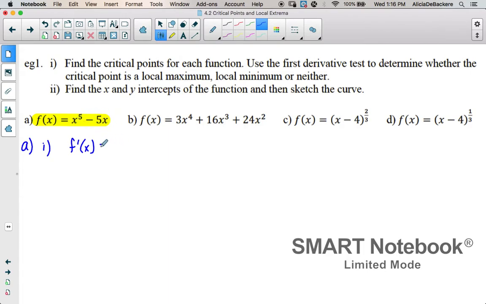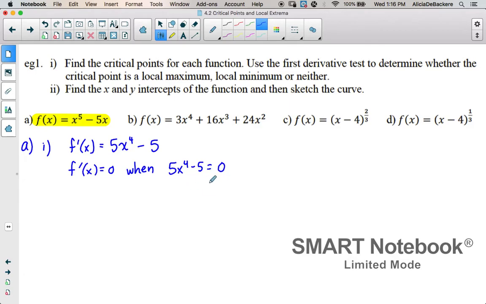And taking the derivative, I bring the power down and subtract 1 from the exponent. And then it's just a sum or difference, so I can just take the derivative separately. Taking the derivative of the second part is just -5. So now I've got my derivative. I want to figure out where it equals 0 or where it is not defined. So first, f prime at x is equal to 0.